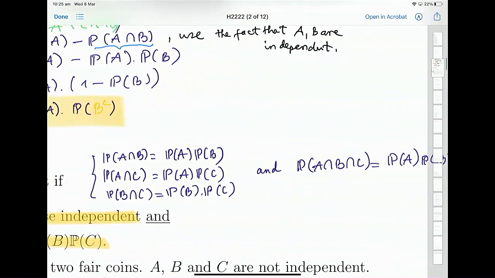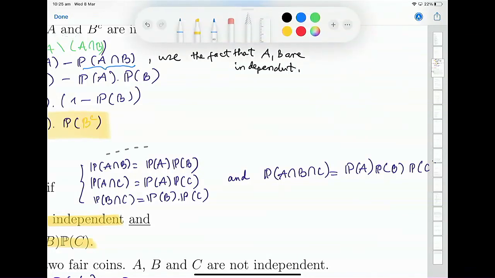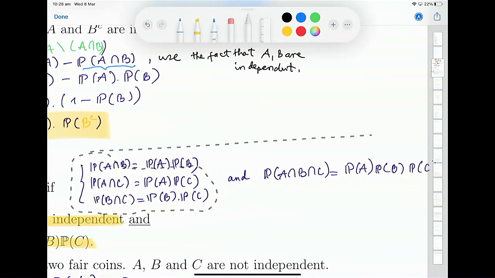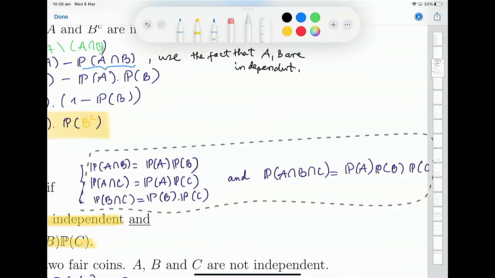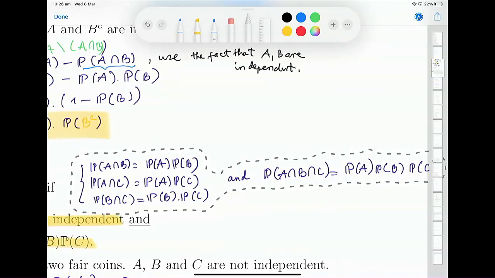So when you say A, B, C independent, if you have A and B independent, which means that you have the first equality. And you have A, C independent. B and C independent. And then you have the last equality. When you have all these four equalities, then you can say that A, B, C are independent. Okay, so this is the definition of three events being independent.